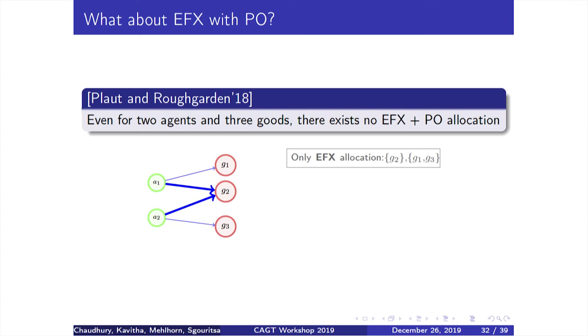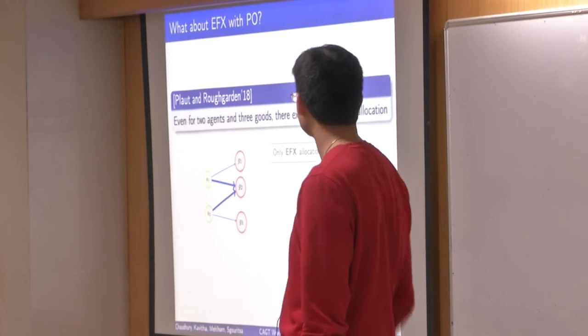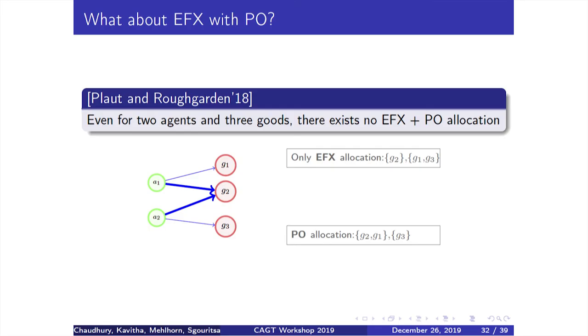If you allocate anything more here, then it won't be EFX. For instance, if you give G1 or G3, then the other agent will envy G2, because G2 would remain after removal, and G2 is the most expensive good. While a Pareto optimal allocation would actually give G1 and G2 to one set and G3 to the other.